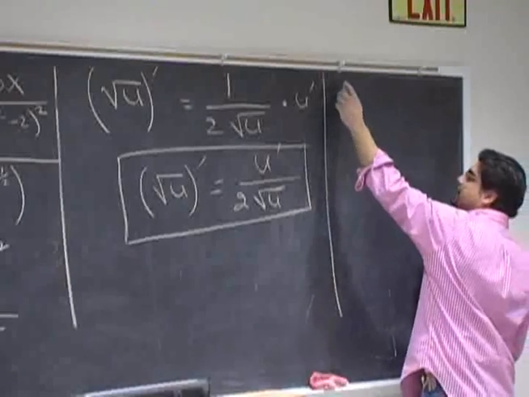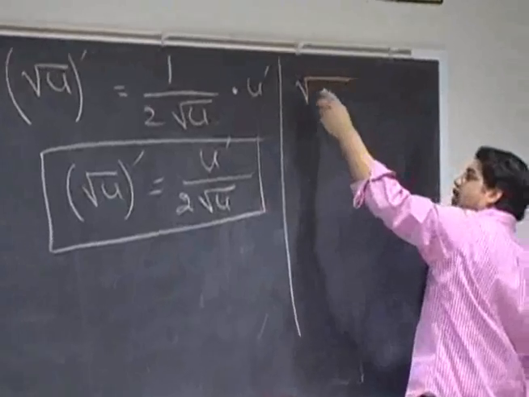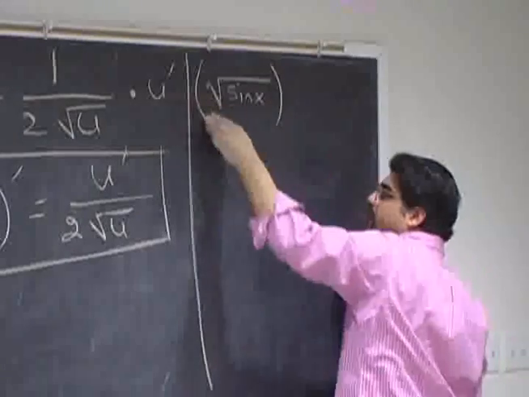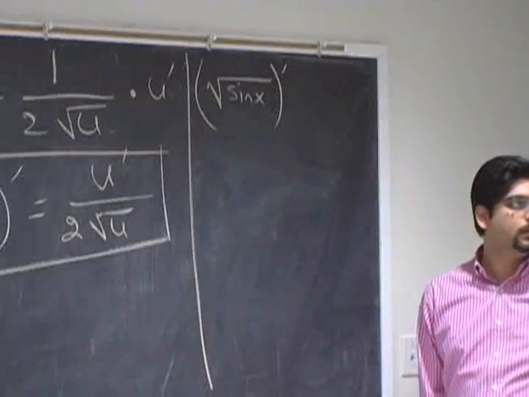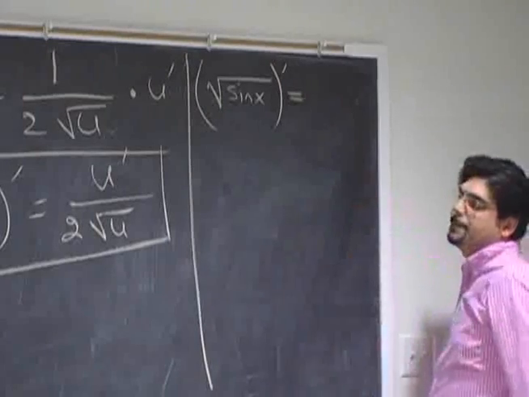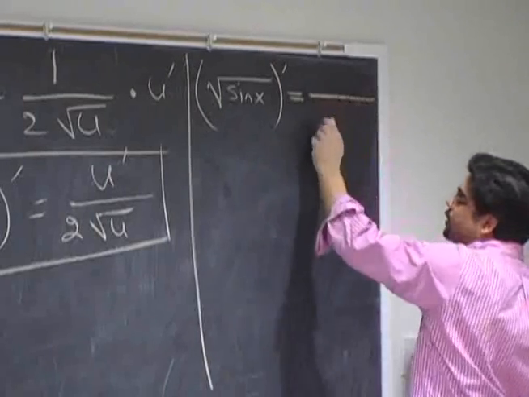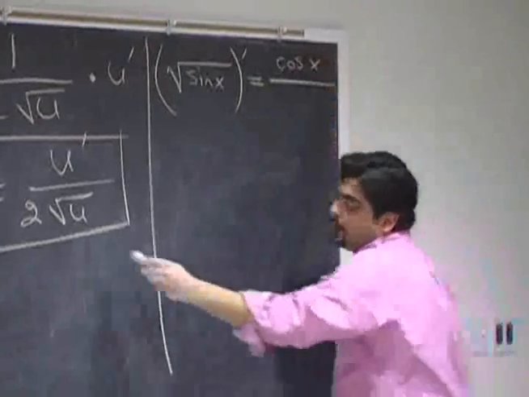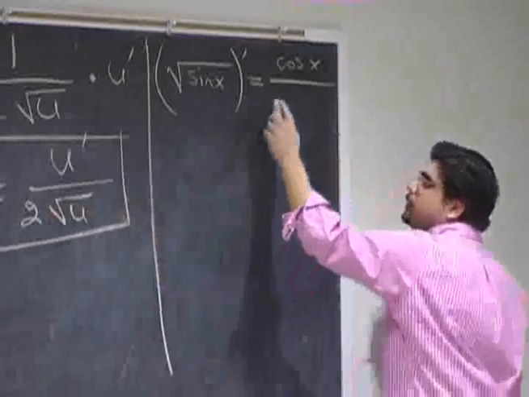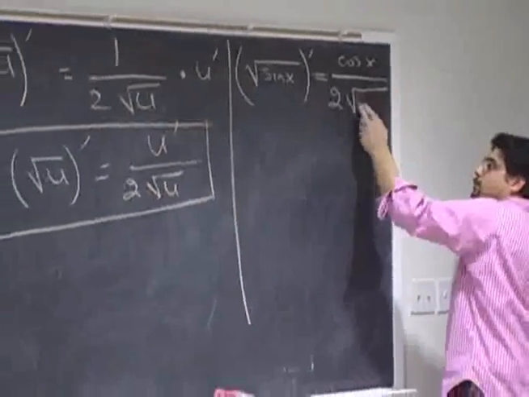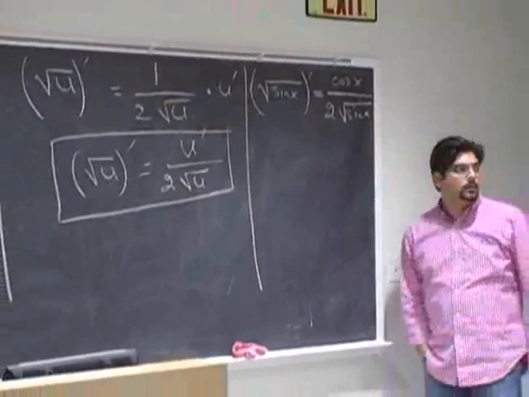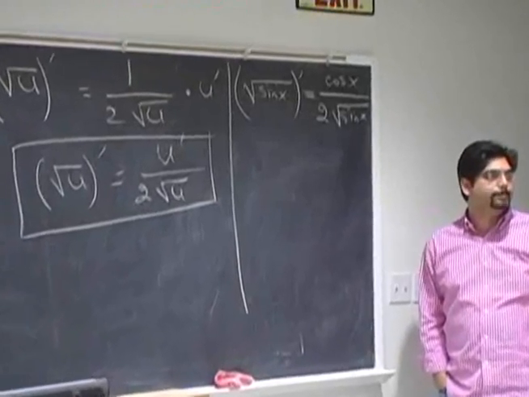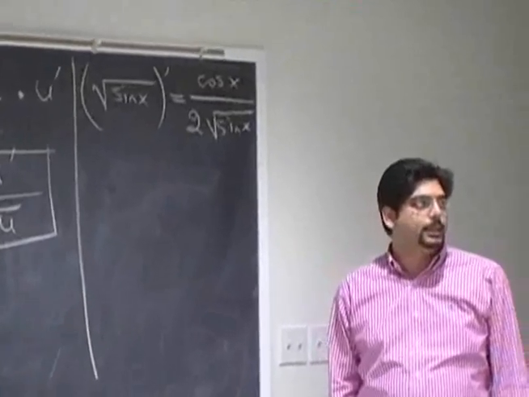Let's do an example for this. So, like the square root of sine x, the derivative of the square root of sine x. Okay? So here, what is u? U is sine x. So in the numerator, you want u prime, and that would be cosine x. And in the denominator, you want 2 times the square root of u. You're with me? Okay.